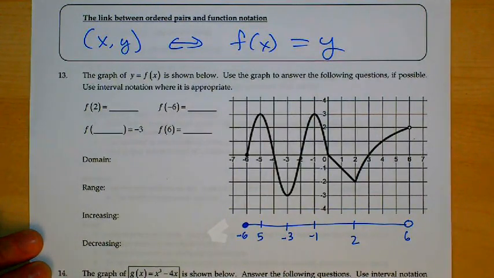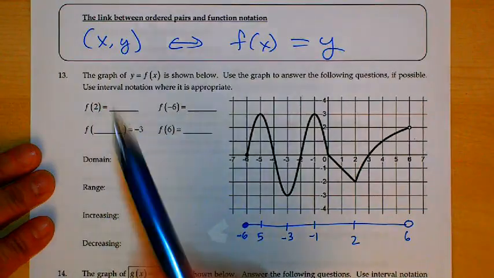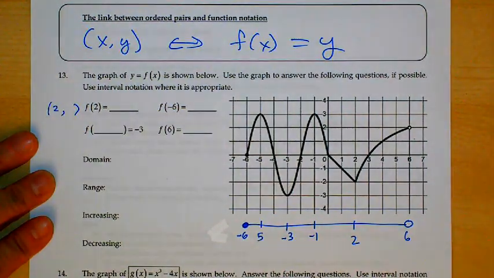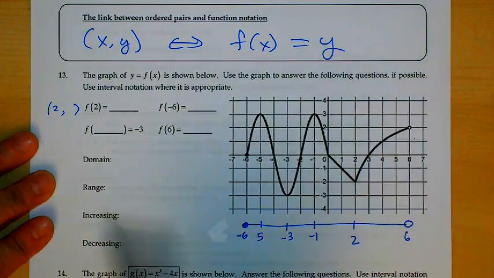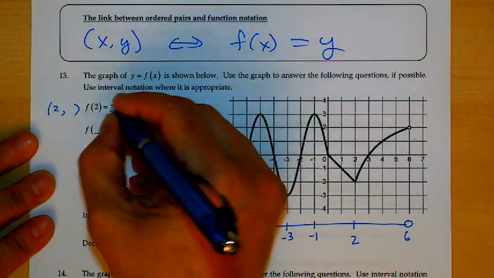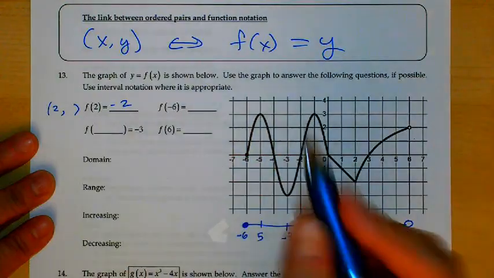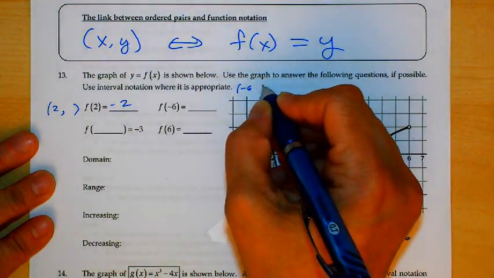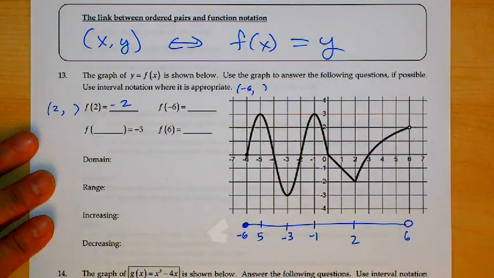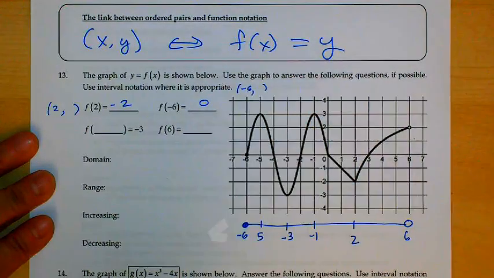Okay, something like number 13, I'm asking you to fill in f of 2 equals blank. So remember, if we're looking for an ordered pair, we're looking for an ordered pair where the x value is 2. So let's go find where that happens. Here's where the x value is 2. Looks like the y value is -2. So that's what goes on the line. Similar for the next problem here, f of -6. Look at the graph and find where the x value is -6. Tell me what the y value is. Here's where the x value is -6 and the y value is 0.